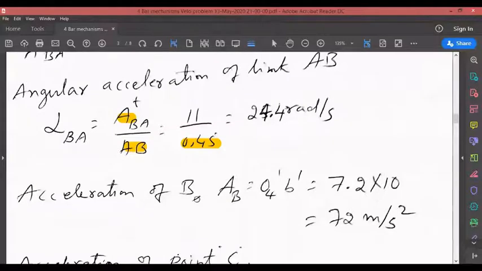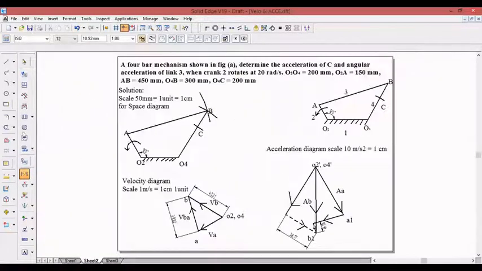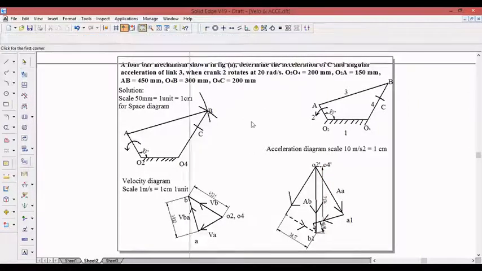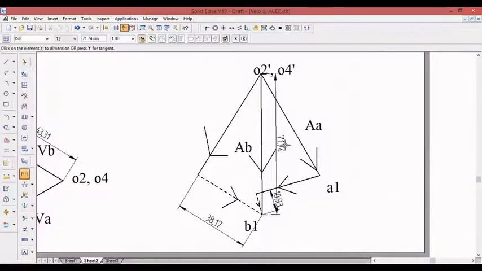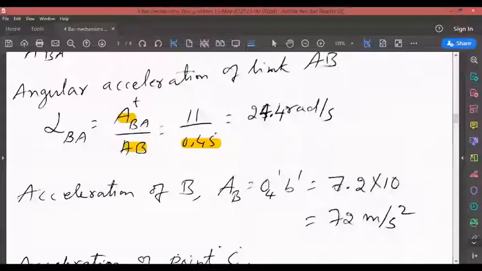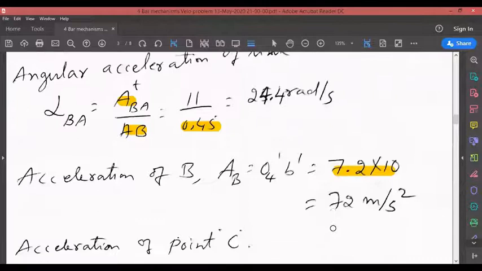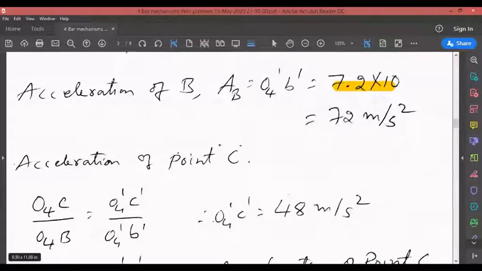Similarly, for the acceleration of point B, we need to take a measurement. Acceleration of point B means this line; we need to take the measurement using the scale. Take a measurement of this line. We're getting 71.74 millimeters, that means centimeters, 7.2 centimeters we can take it. So 7.2 centimeters multiplied by scale 10, so 72 meters per second square is the acceleration of point B. And he has asked for the acceleration of point C also.